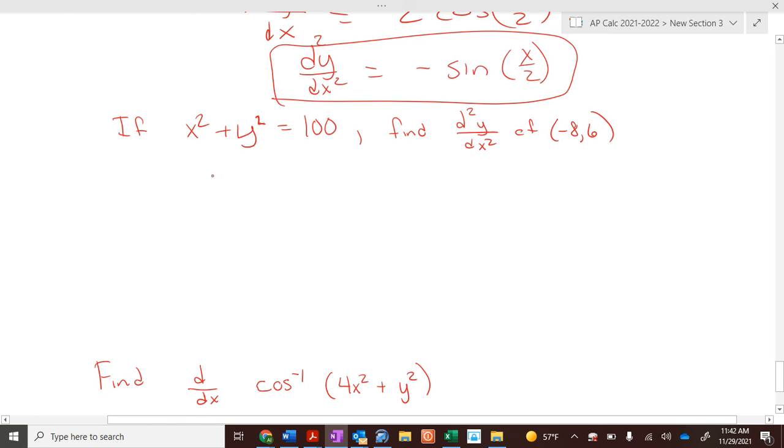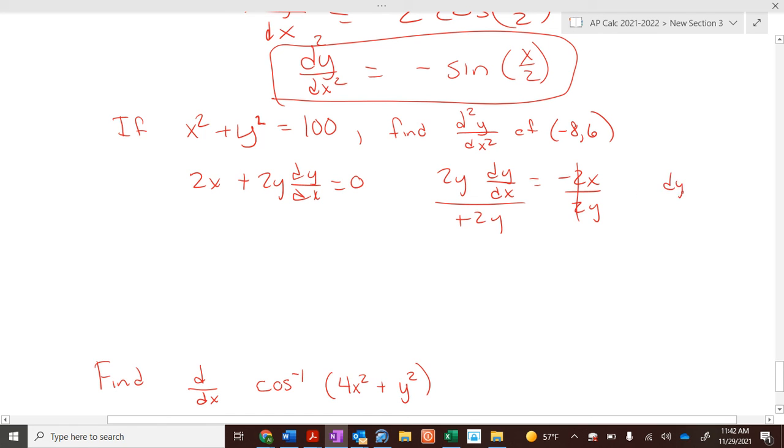So second derivative of this. Well, let's find the first derivative first. 2x plus 2y dy/dx equals 0. So 2y dy/dx equals -2x. Divide by 2y. The 2's cancel. So dy/dx equals -x over y. Okay? Now, the second derivative.